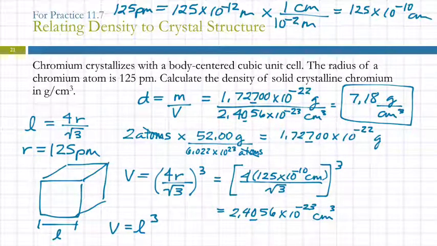The density of chromium is going to depend on how the individual atoms are arranged. Some elements can form more than one type of crystalline lattice, and that will affect the density because the packing efficiencies are different. Any questions?